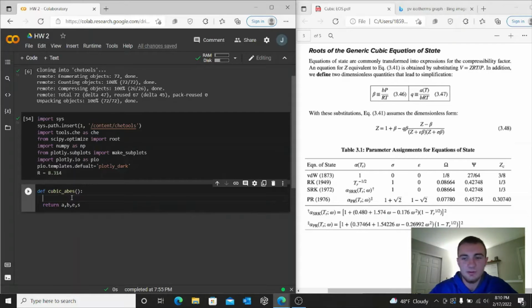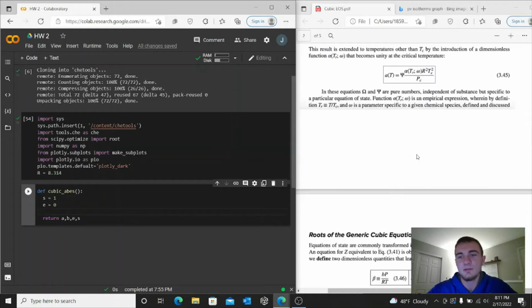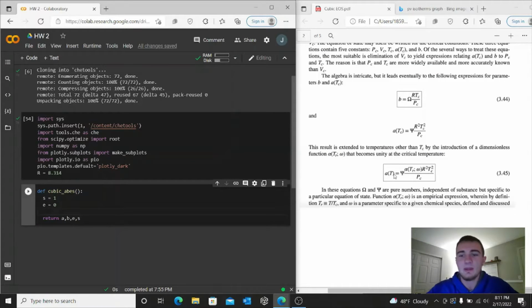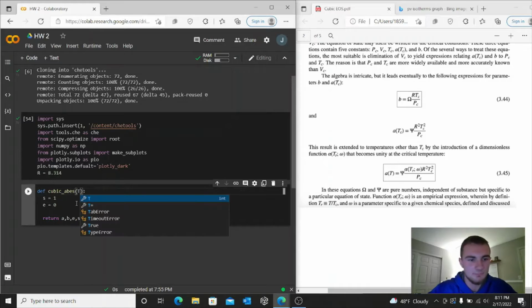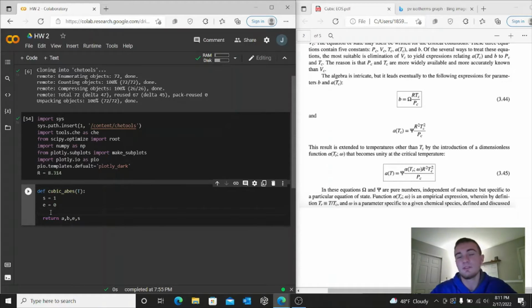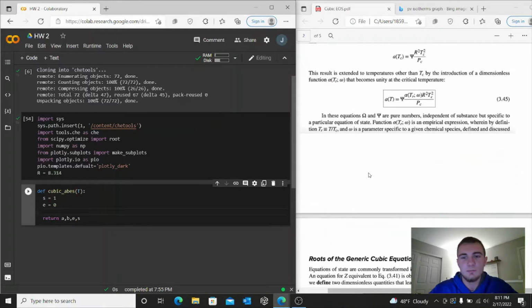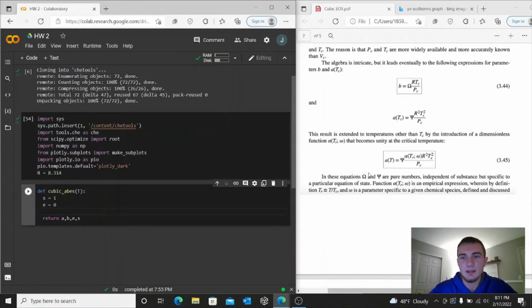So first we'll start with our sigma, which obviously we have as S. And we notice that for the SRK equation it is 1, and epsilon for the SRK equation is 0. Now, before we go any further, since our A parameter is dependent on temperature, we'll have to supply that for our function, so that our A parameter is dependent on temperature.